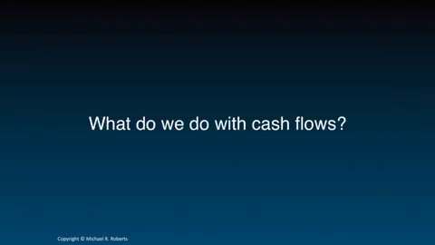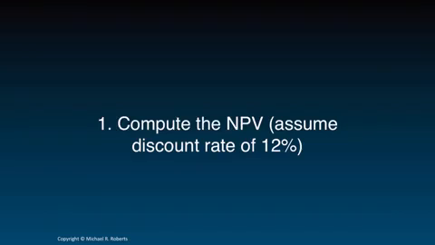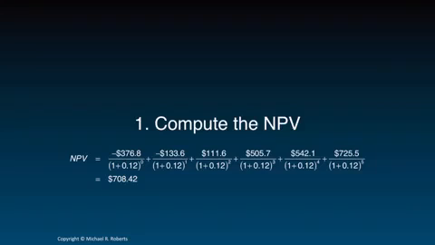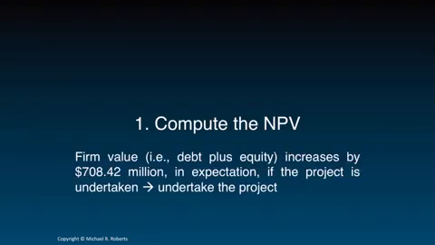So what do we do with our cash flows from last time? One thing we can do is compute the NPV. And I'm going to assume a discount rate of 12%, that is R equals 12%. If we do that and apply it to our free cash flows that we computed in the last lecture, what we're going to see is that this tablet project has an NPV of $708.42 million. Not bad. What that means is that firm value, debt plus equity, is going to increase by $708.42 million in expectation if the project is undertaken.